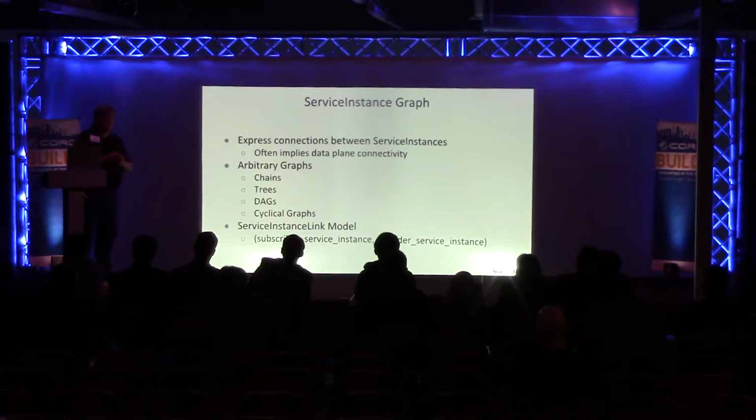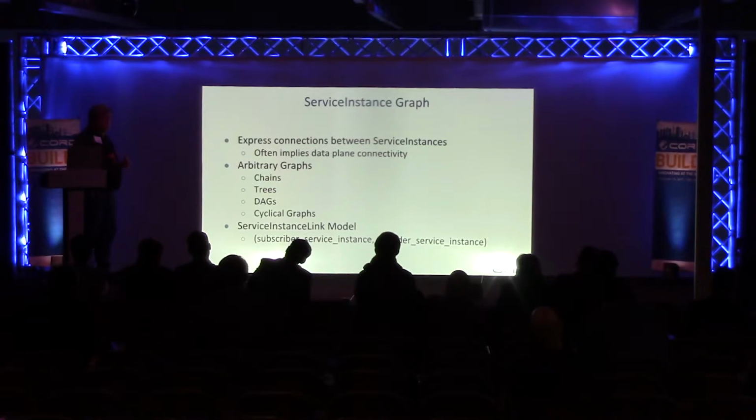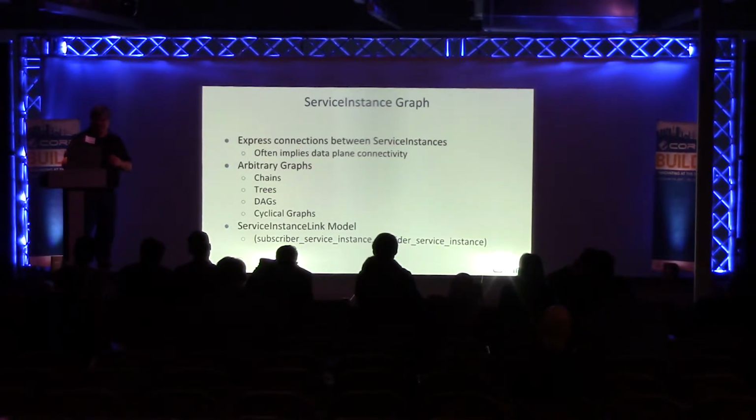We have a lot of flexibility that we built into the data model. That was one of our primary goals of the 4.0 release, to add this flexibility, so that we can model not just chains like we typically talk about, but also trees, directed acyclical graphs, or even hypothetically cyclical graphs if you had something that actually needed a cycle in it. I'm going to have some examples of all of those. This is implemented through a model called the service instance link model. A service instance link goes from a subscriber service instance to a provider service instance.